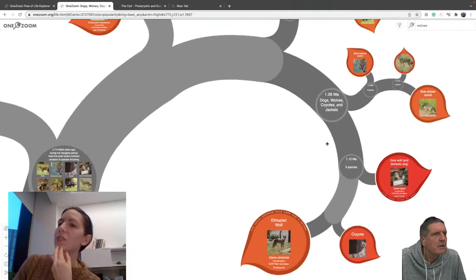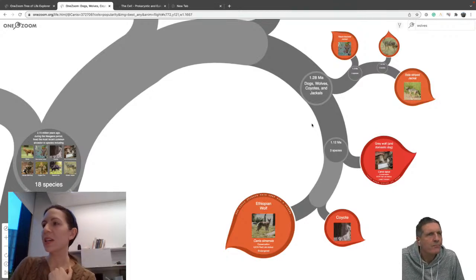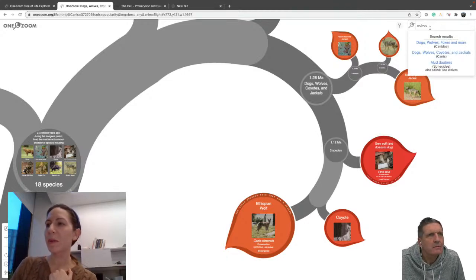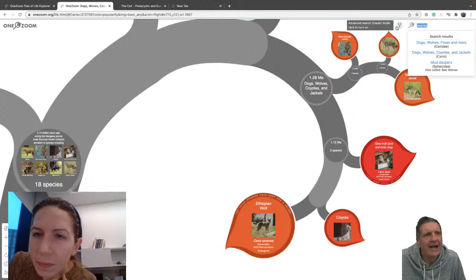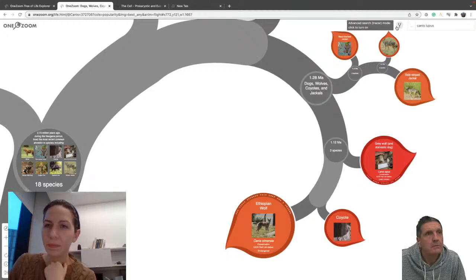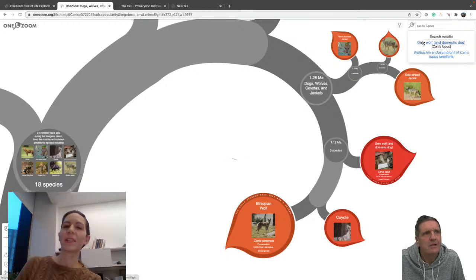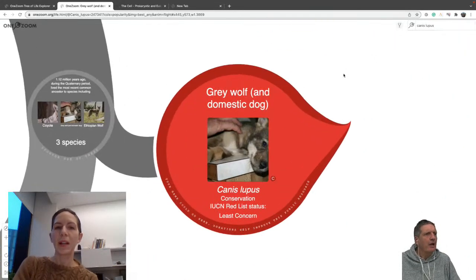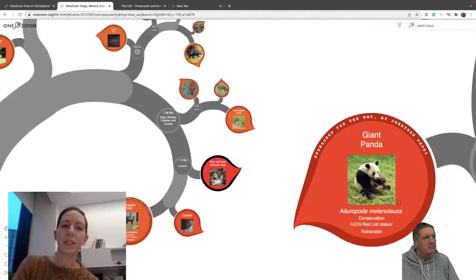This is really interesting because I didn't know this. Try searching Canis lupus again if you want, because it came up under Canis. They have a different spelling here. So it is the gray wolf. Let's zoom in. There it is. It is indeed the same species, gray wolf and domestic dogs.